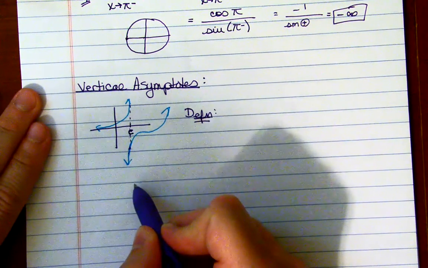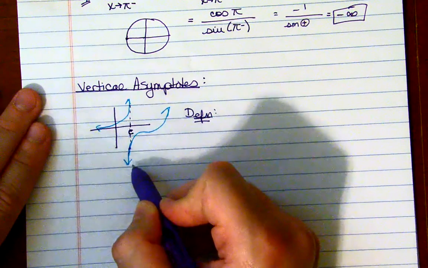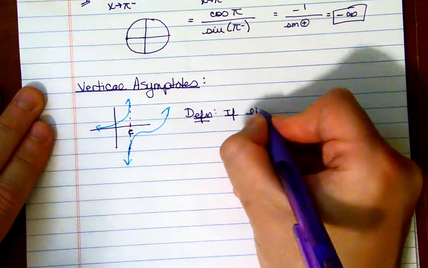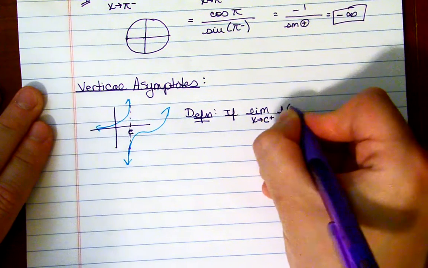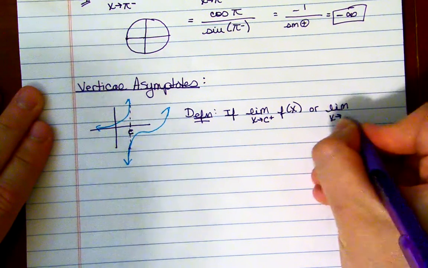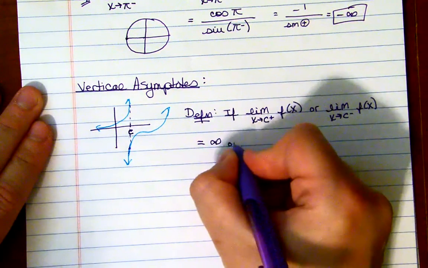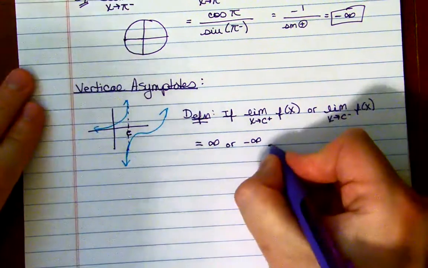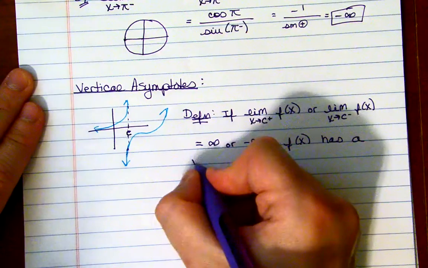And I know it's a vertical asymptote because the limit as x approaches c from the left is infinity, and the limit as x approaches c from the right is negative infinity. What we're going to say is if the limit as x approaches c from the right of f of x, or the limit as x approaches c from the left of f of x, gives us either infinity or negative infinity. So we really just need one of those things to be either infinity or negative infinity. That's all it takes for f of x to have a vertical asymptote at x equals c.